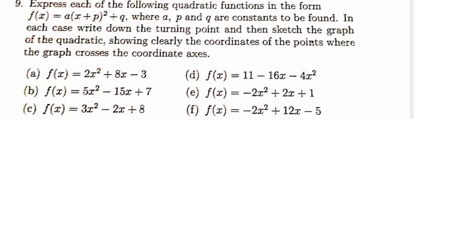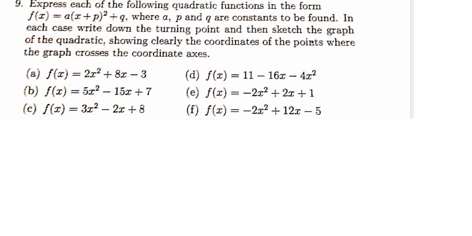So let us talk about how to sketch a quadratic function. The question is saying express each of the following quadratic functions in the form f(x) = a(x + p)² + q, where a, p, and q are constants to be found. Then in each case, write down the turning point and sketch the graph, showing clearly the coordinates of the points where the graph crosses the coordinate axes.